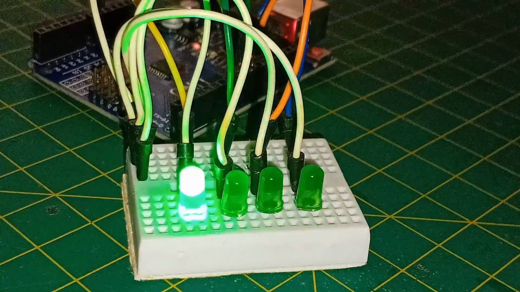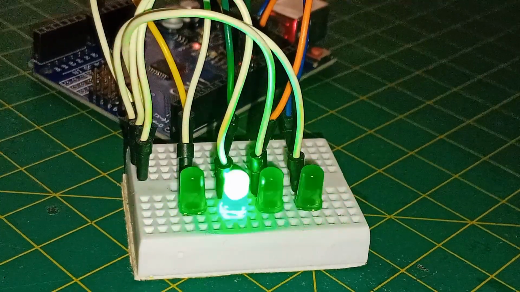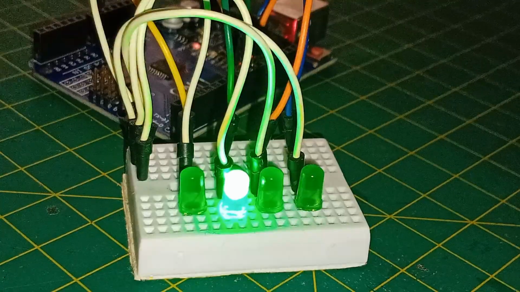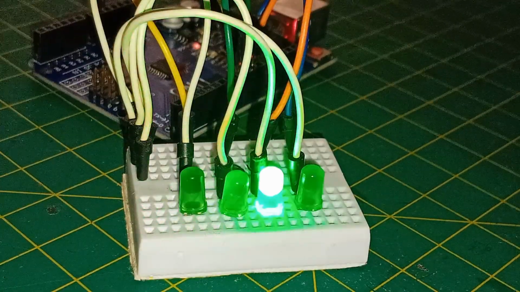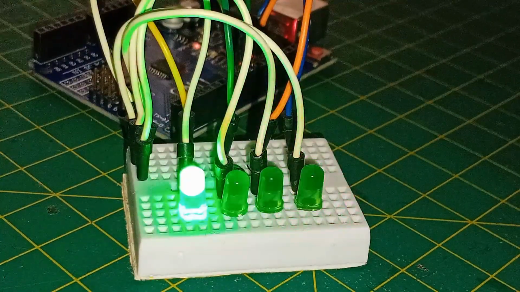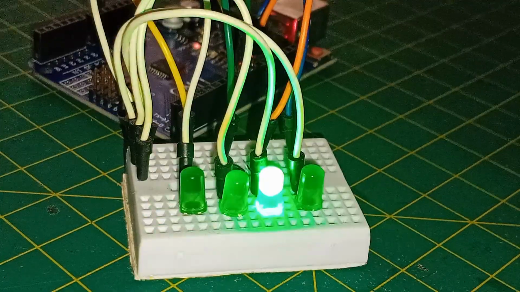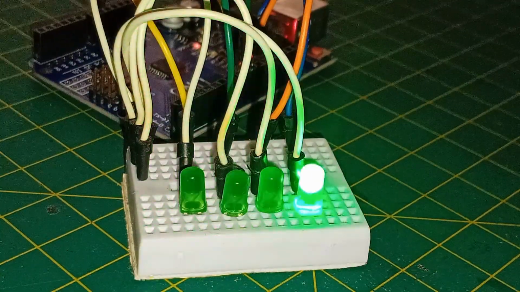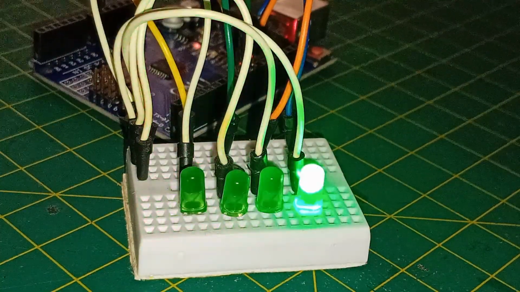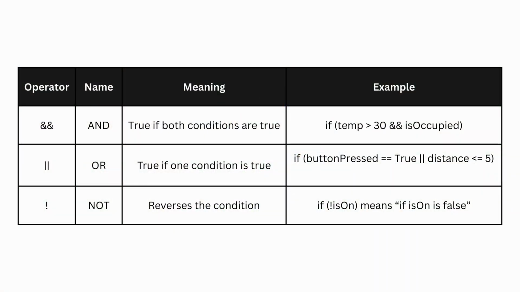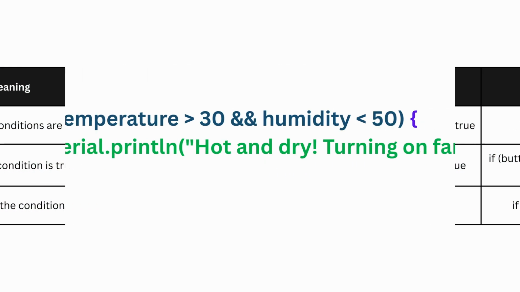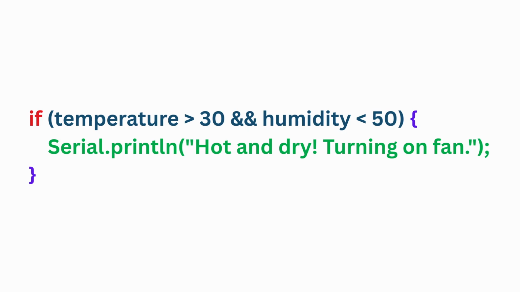They let you combine multiple conditions into a single decision. These commands are important because real-world situations are rarely based on just one condition. Logical operators let your Arduino handle compound logic, just like we do in everyday thinking. There are 3 different logical operators. You can refer to this table for more details. Let's look at each operator, starting from AND.